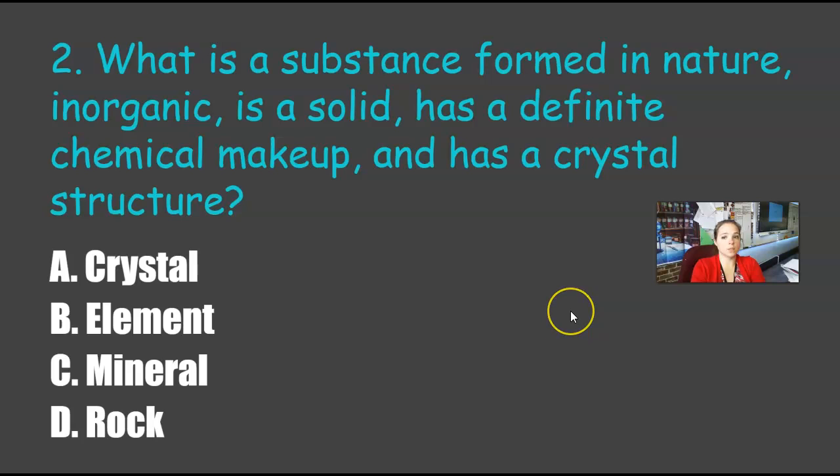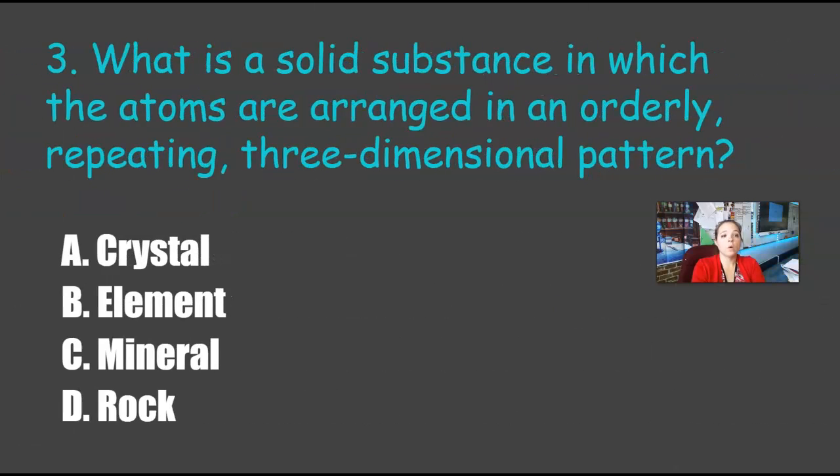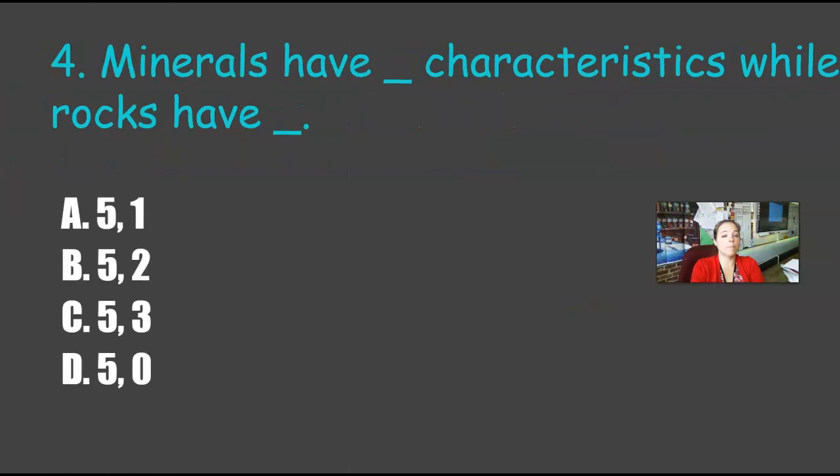What is a substance formed in nature, inorganic, is a solid, has a definite chemical makeup, and has a crystal structure? Is it a crystal, an element, a mineral, or a rock? What is a solid substance in which the atoms are arranged in an orderly, repeating, three-dimensional pattern? Is it a crystal, an element, a mineral, or a rock? Minerals have how many characteristics, while rocks have how many? Is it 5 and 1, 5 and 2, 5 and 3, or 5 and 0?